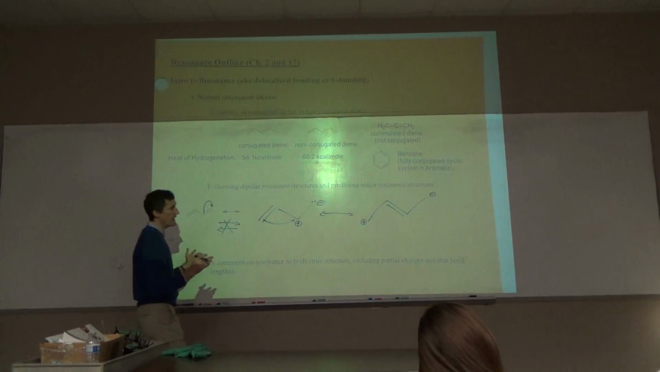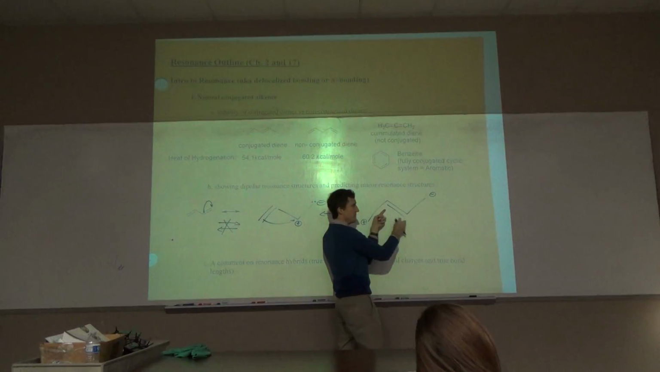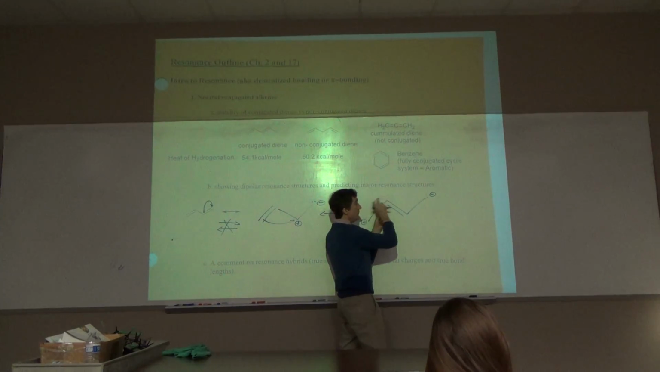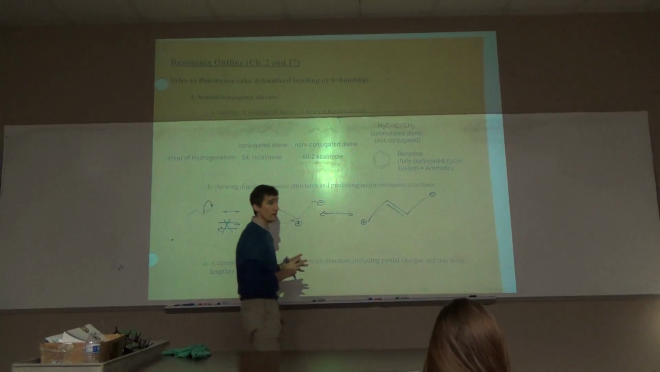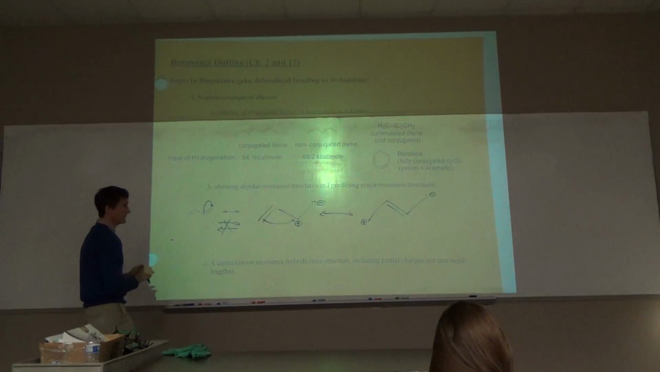I'm not going to draw any more. I could forget about these charges and polarize this pi bond here. I could just move these electrons and make minus there and plus there. That would give us 4 charges. I'm not going to do that because the more charges, the worse. Let's just stick with 2 charges.